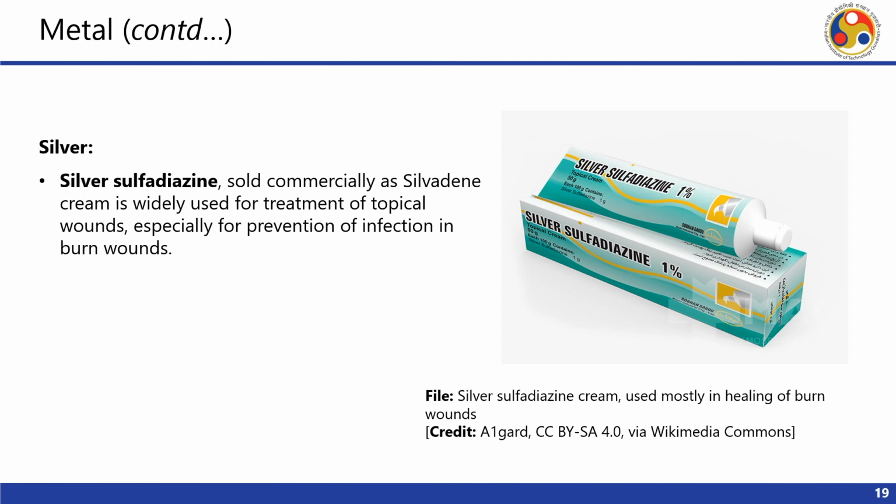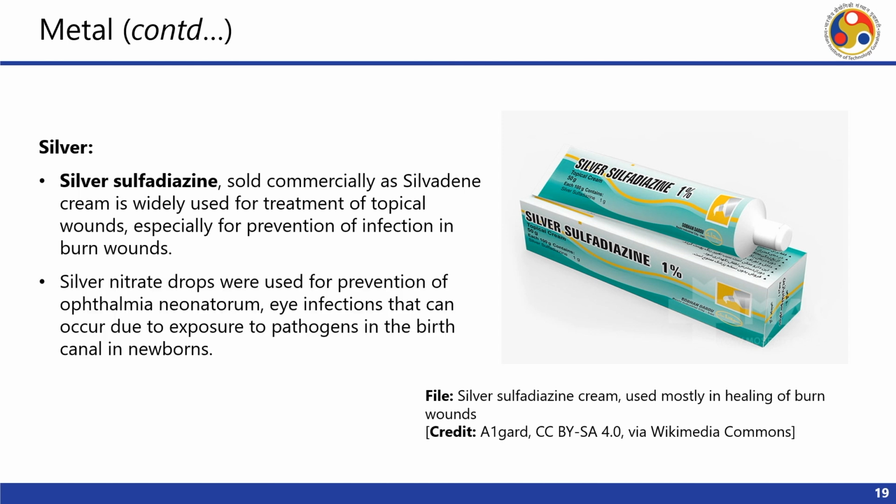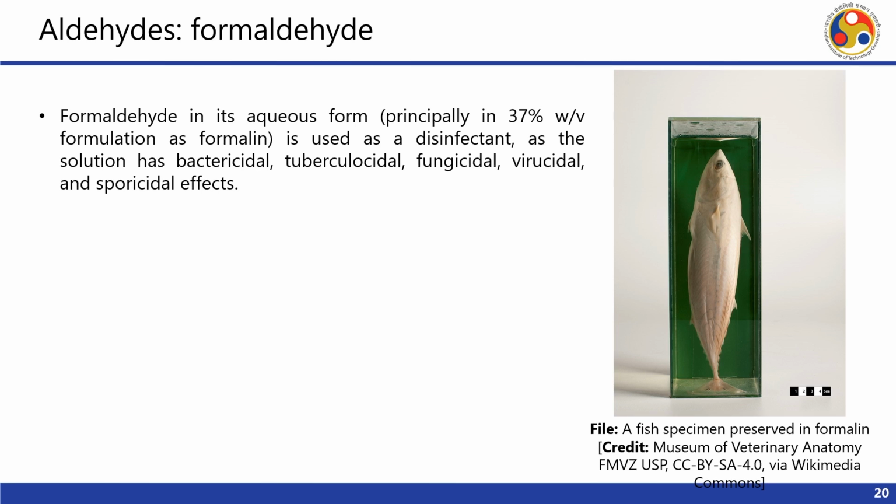Silver sulfadiazine, which is commercially sold as Silvadene cream, is widely used for treatment, for example, of topical wounds, especially for prevention of infection in burn wounds. Silver nitrate drops were used for prevention of ophthalmia neonatorum, eye infections that can occur due to exposure to pathogens in the birth canal in newborns.